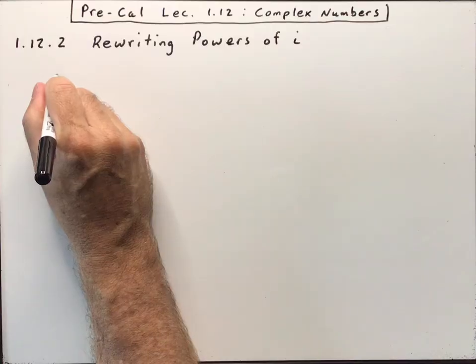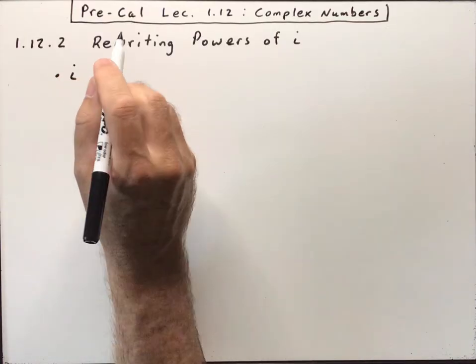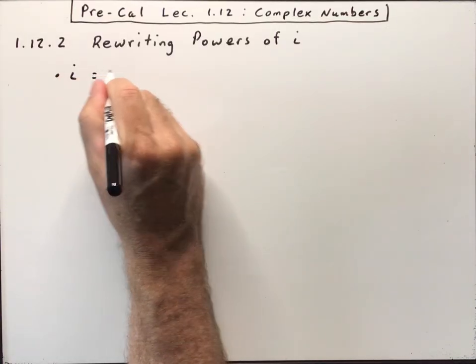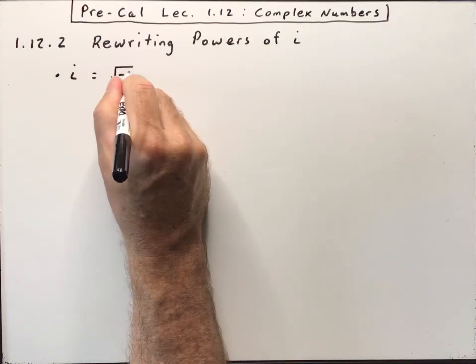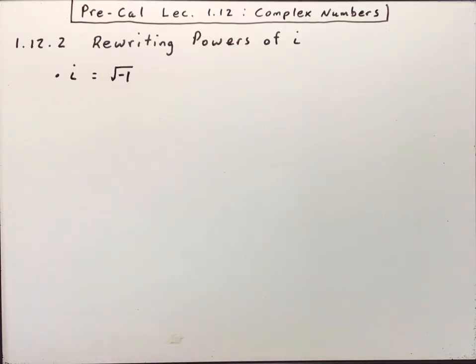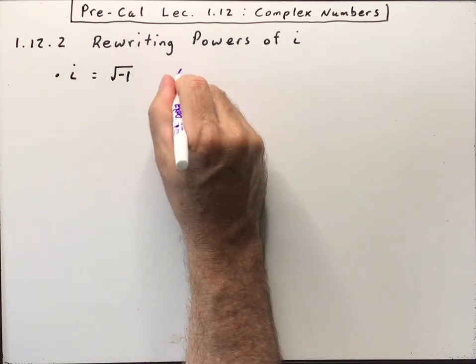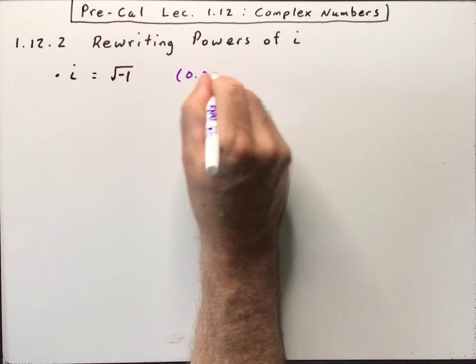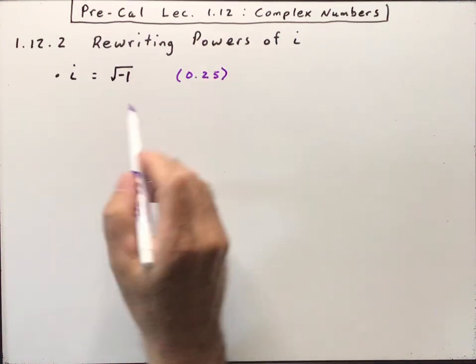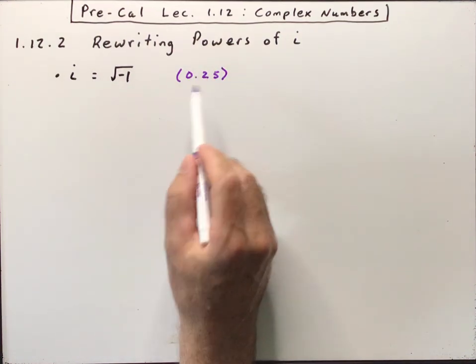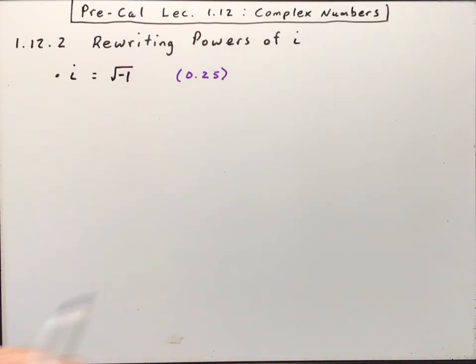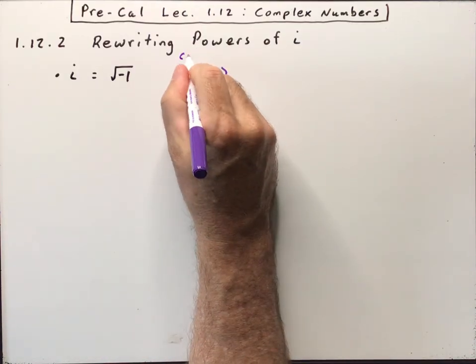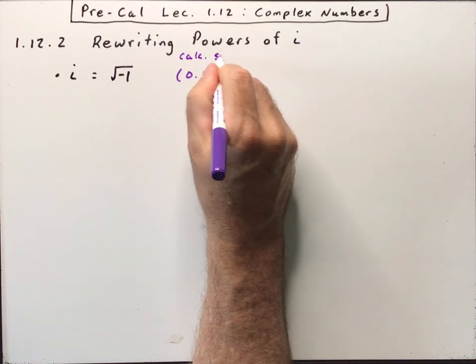Okay, so let's start out with i. That equals the square root of -1. And I want you to write this over to the side because this is a little shortcut I'm going to teach you. I want you to write just 0.25. Now that's not equal to 0.25, but 0.25 is going to be, I'll go ahead and label this our calculator shortcut.